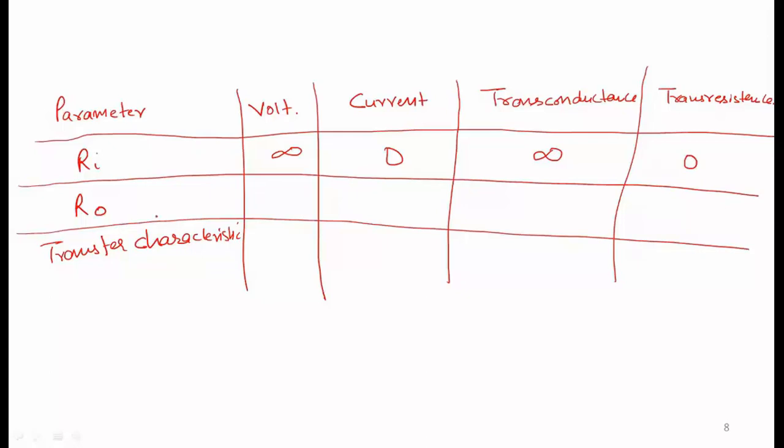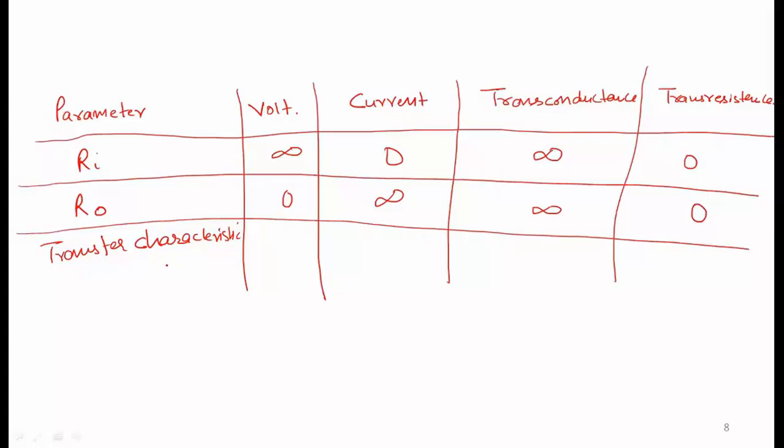So for the output resistance, for the voltage amplifier, it should be 0. For the current amplifier, the output impedance should be infinite. For the transconductance amplifier, it should be infinite, and for the transresistance amplifier, it should be 0.